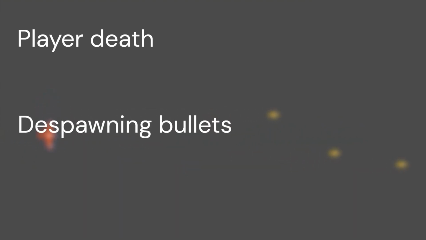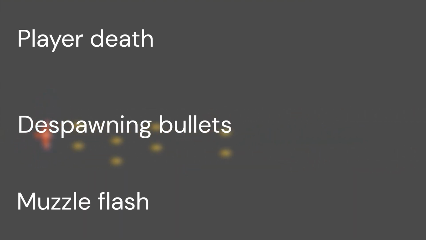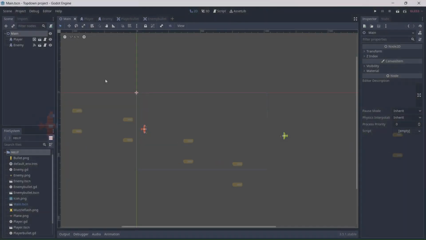Today, I'm going to be adding player death. I'll also be going over how to despawn bullets and add muzzle flash when an enemy shoots. Hope you enjoy. Let's start by adding some functionality to our bullets.